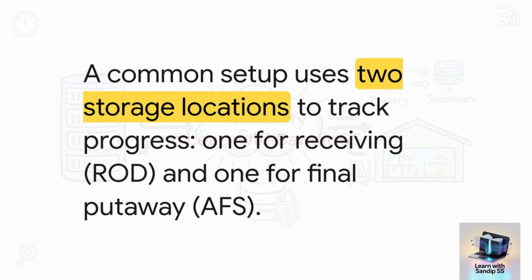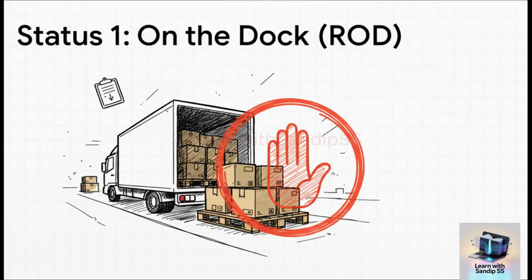Now, a really common and frankly really smart way to set this up is by using two different storage locations in the ERP to track the goods receipt process. One is for stock that's just been received on dock, which we'll call ROD, and the other is for stock that's truly available for sale, or AFS. So, stage 1.